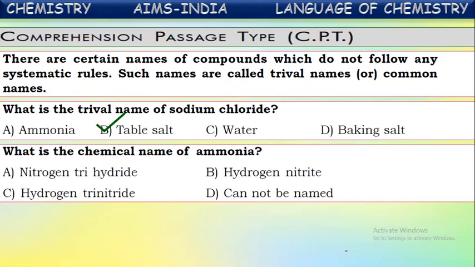What is the chemical name of ammonia? Yes, ammonia is the trivial name of one of the compounds formed by nitrogen and hydrogen. Its formula is NH3. Ammonia chemical formula is NH3. Can you try to name this compound now?